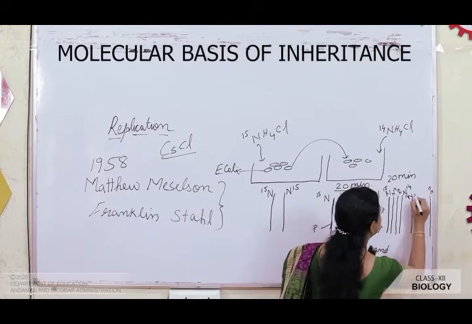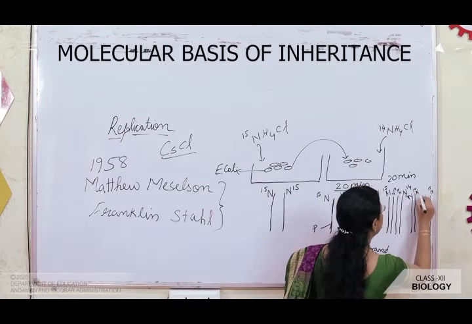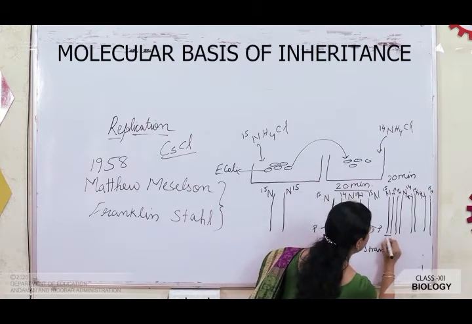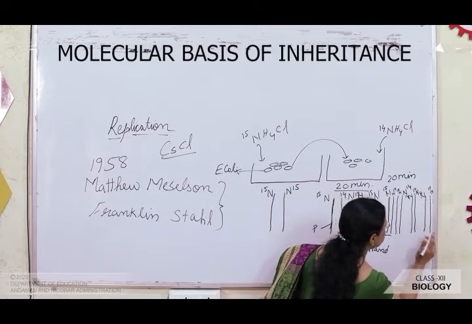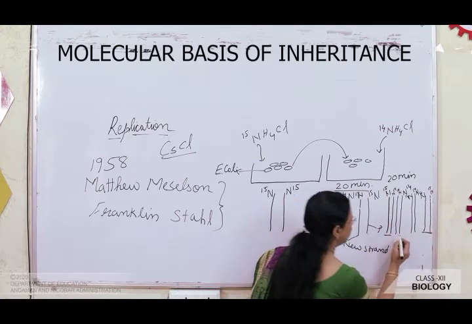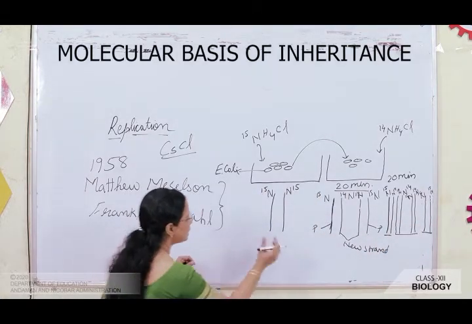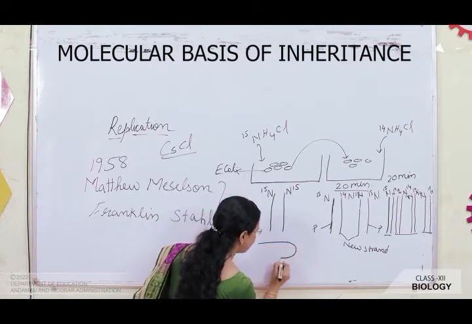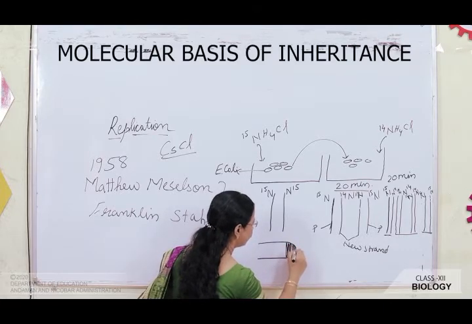Okay. The new strand is synthesized, that is N14. Here this is N14, N14, this is N14, N15 and this is also N14, N15. These two are N14, N14. When it is separated by density gradient, it is found that this strand settles at the bottom and a band is formed at the bottom.